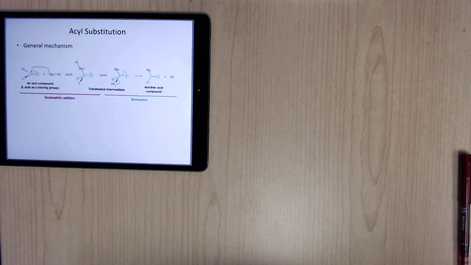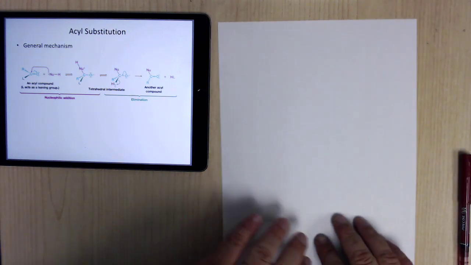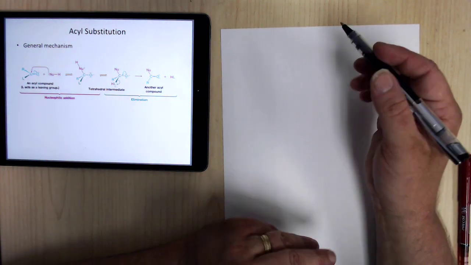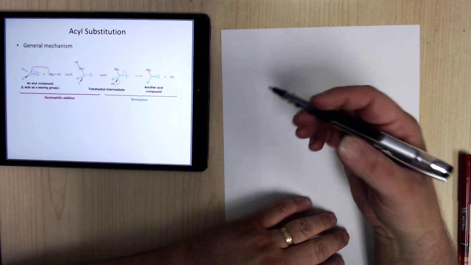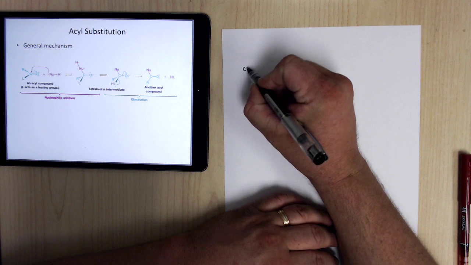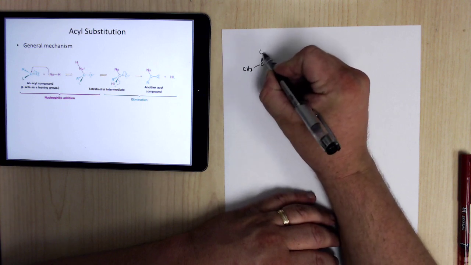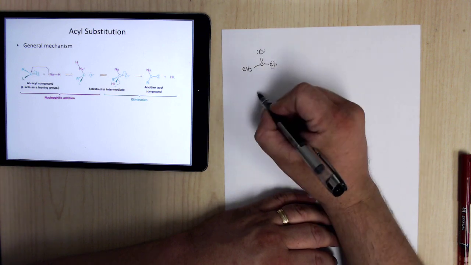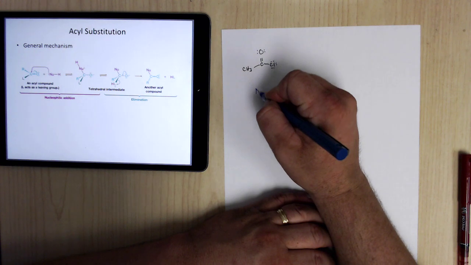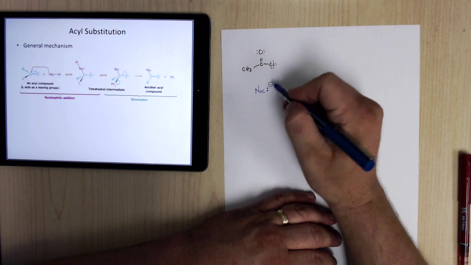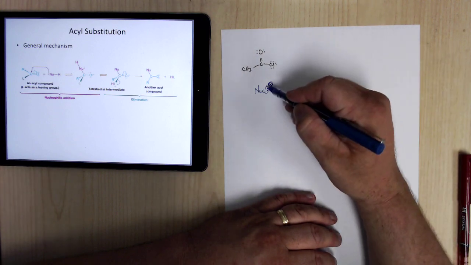One of the general classes of reactions that we're going to be dealing with are called acyl substitutions. They're very similar to an SN2, where a nucleophile comes in and a leaving group goes away. So you're going to have some sort of nucleophile, and it has to have a lone pair. Just like with SN2, it doesn't have to have a negative charge. It just has to have a lone pair.